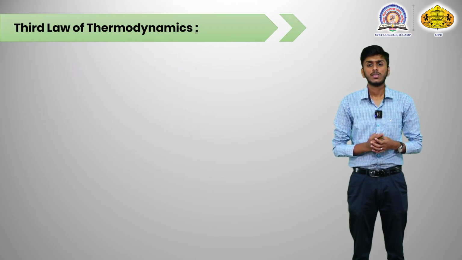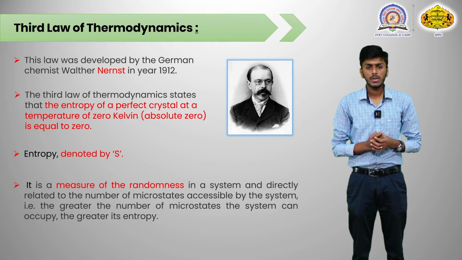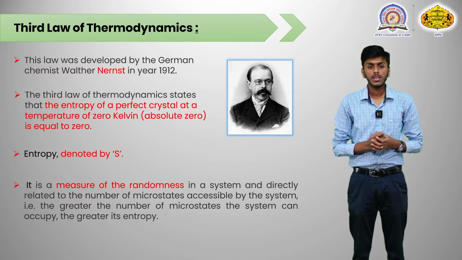Third law of thermodynamics. This law was developed by German chemist Walter Nernst in the year 1912. The third law of thermodynamics states that the entropy of a perfect crystal at a temperature of 0 Kelvin, that is absolute 0, is equal to 0. The entropy is a measure of randomness and is denoted by a capital S. It is a measure of randomness in a system and directly related to the number of microstates accessible by the system. That is, the greater the number of microstates of the system, the greater its entropy.